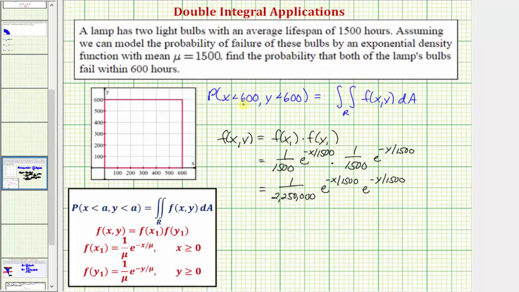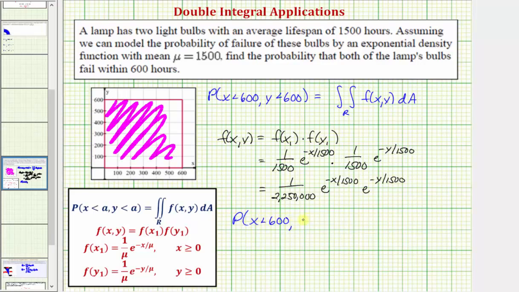So this is going to be f(x, y), and because we're looking for where x is less than 600 and y is less than 600, the region R is going to be this square region in the xy plane. So now we know the probability of x being less than 600 and y being less than 600 is going to be equal to, again, this double integral, where f(x, y) is this function here.